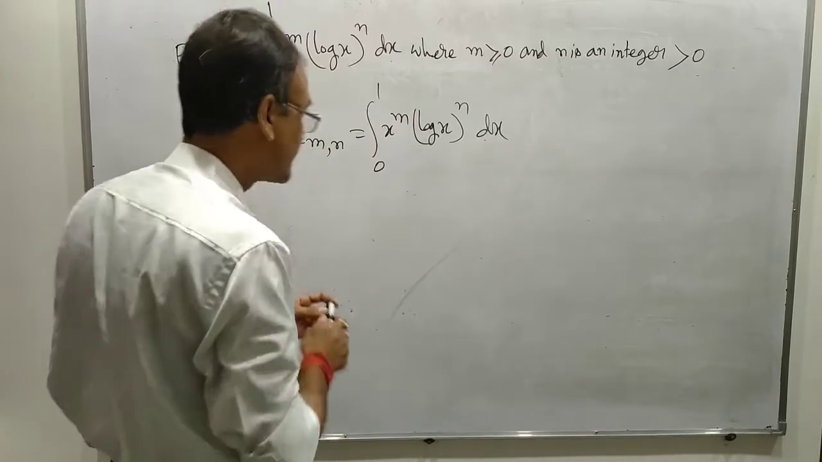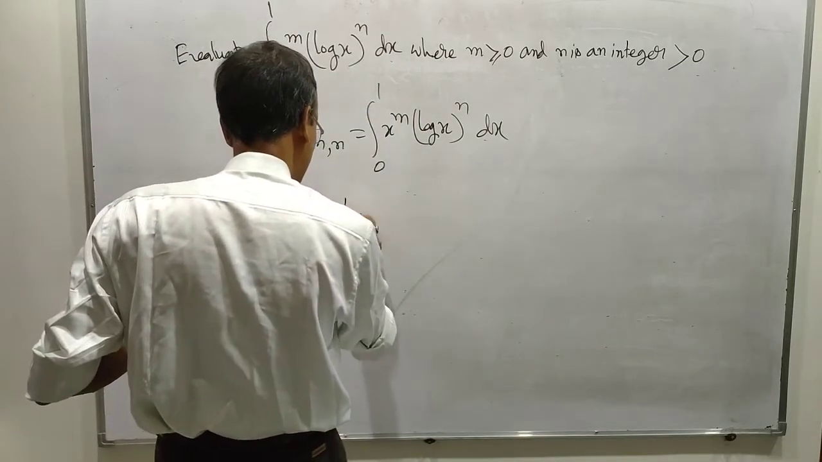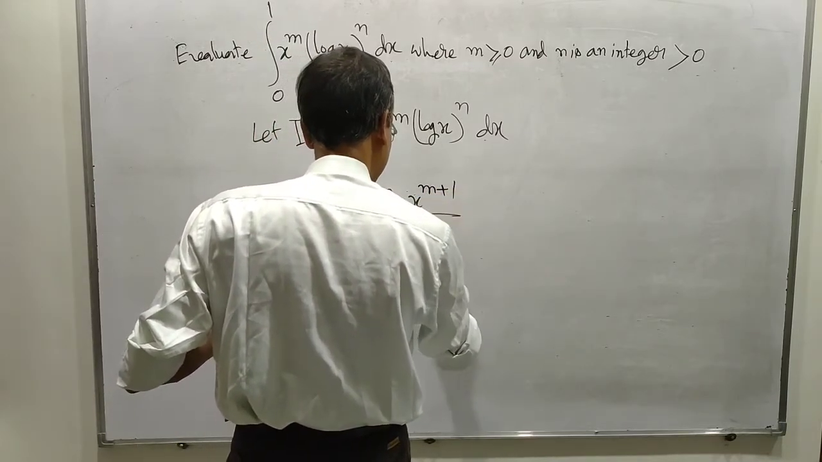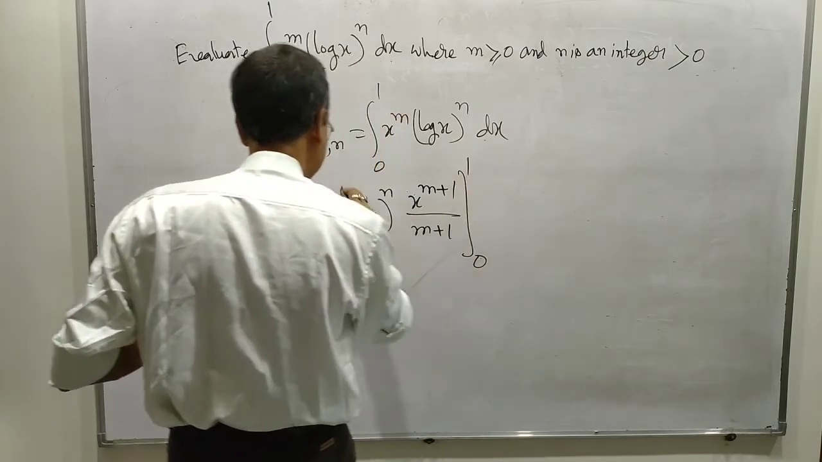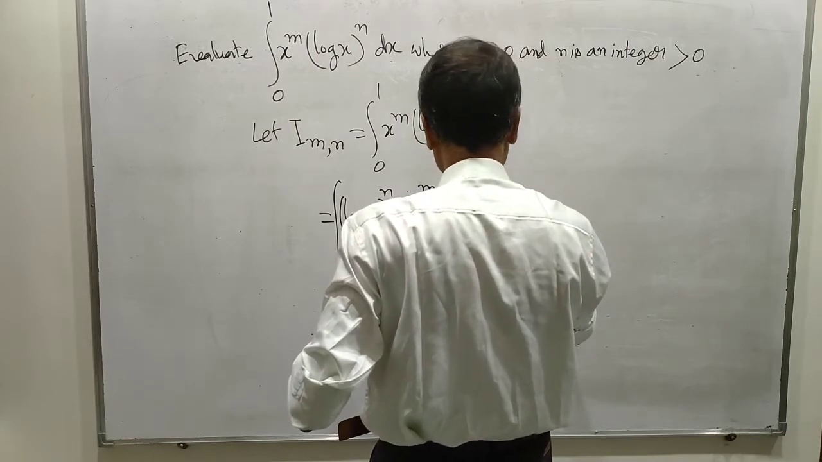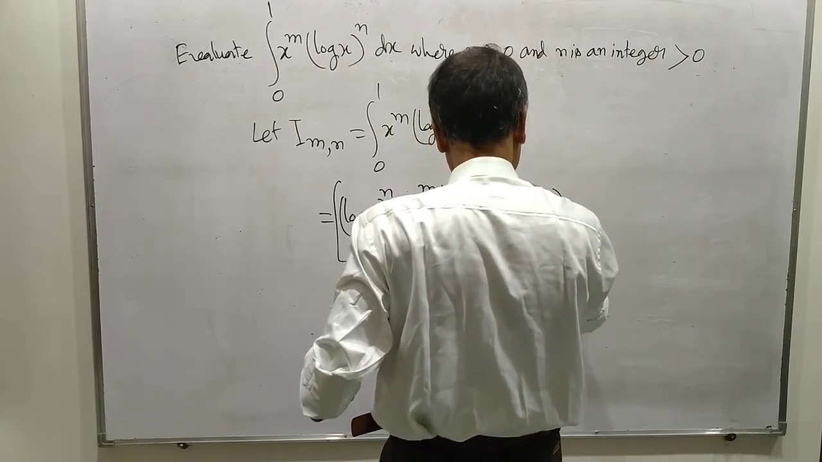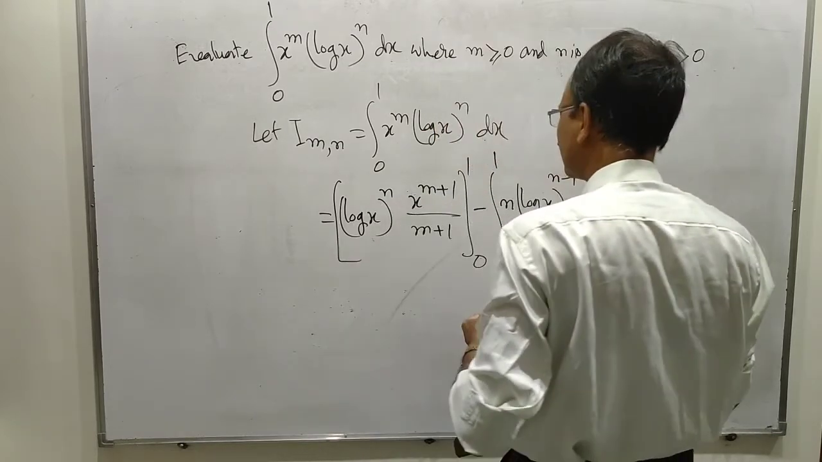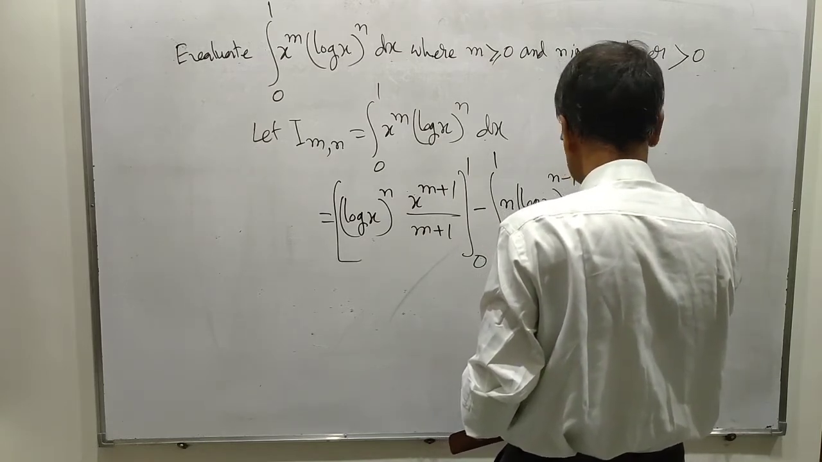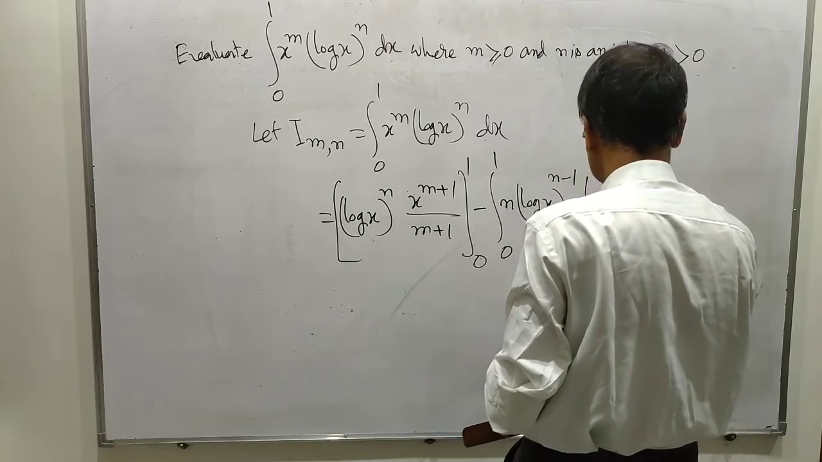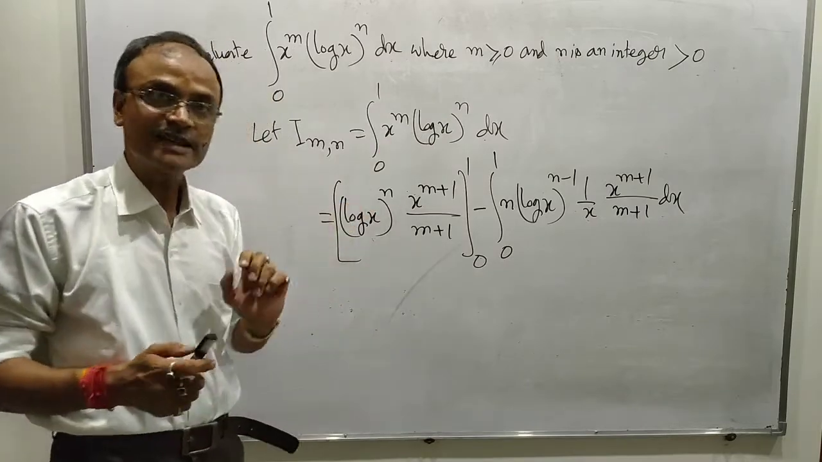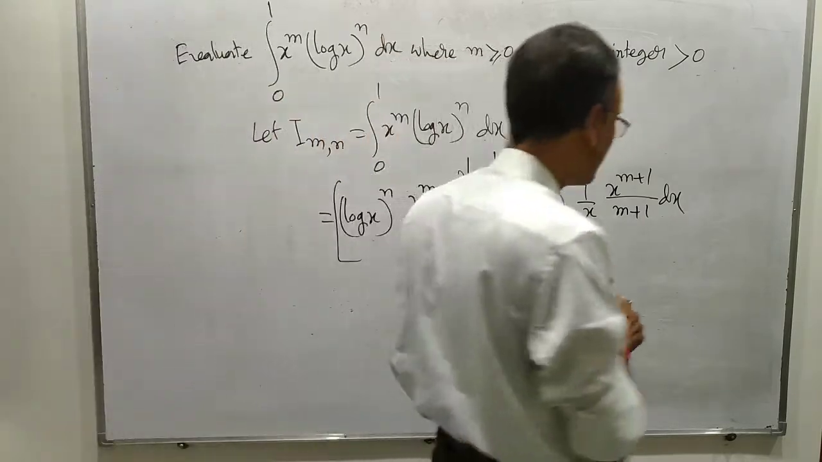Now, this is equal to (log x)^n times x^(m+1) divided by (m+1), from 0 to 1, minus integration 0 to 1 of n (log x)^(n-1) into 1 by x times x^(m+1) by (m+1), dx. Integrating by parts, taking x to the power m as the second function.